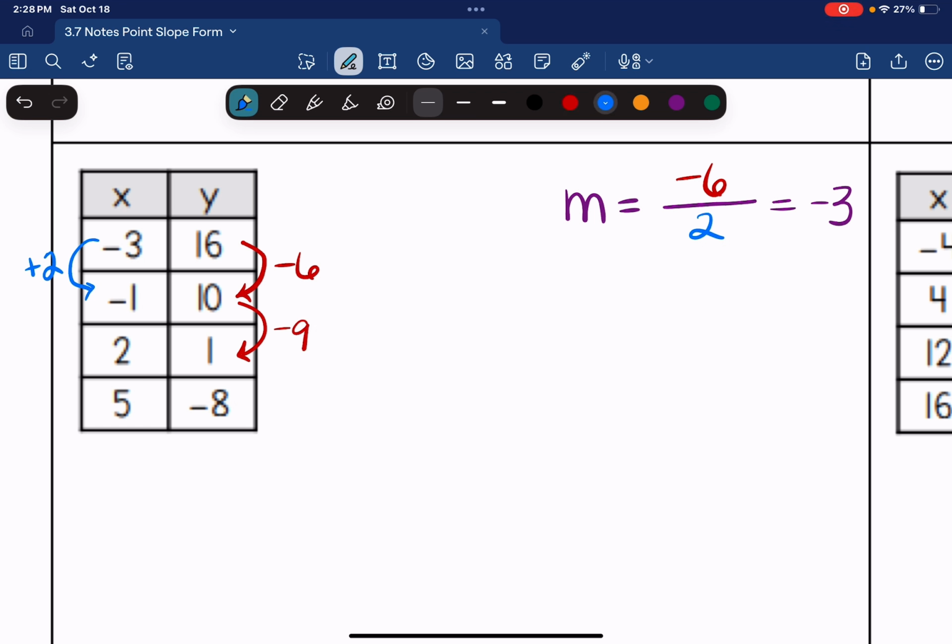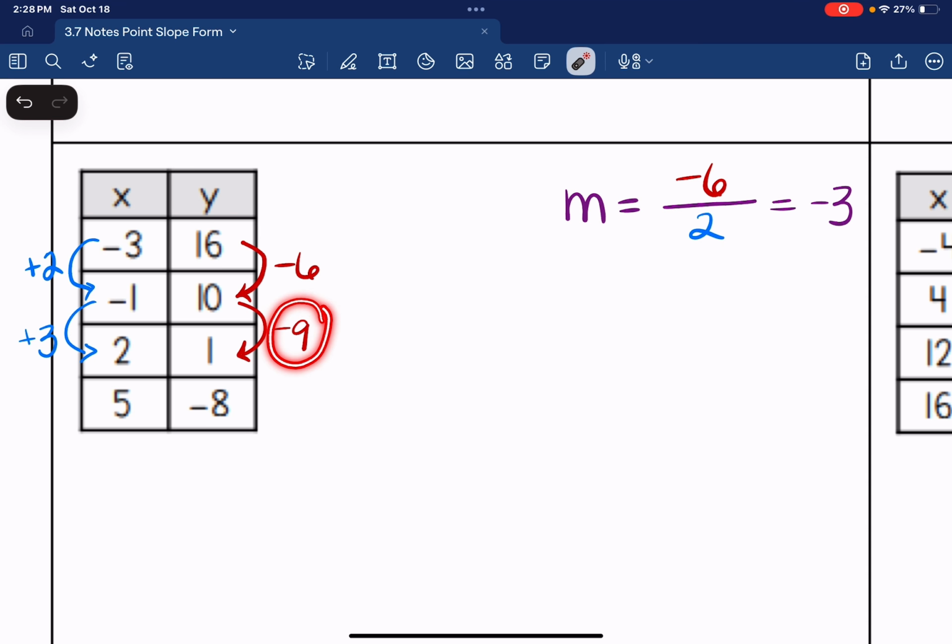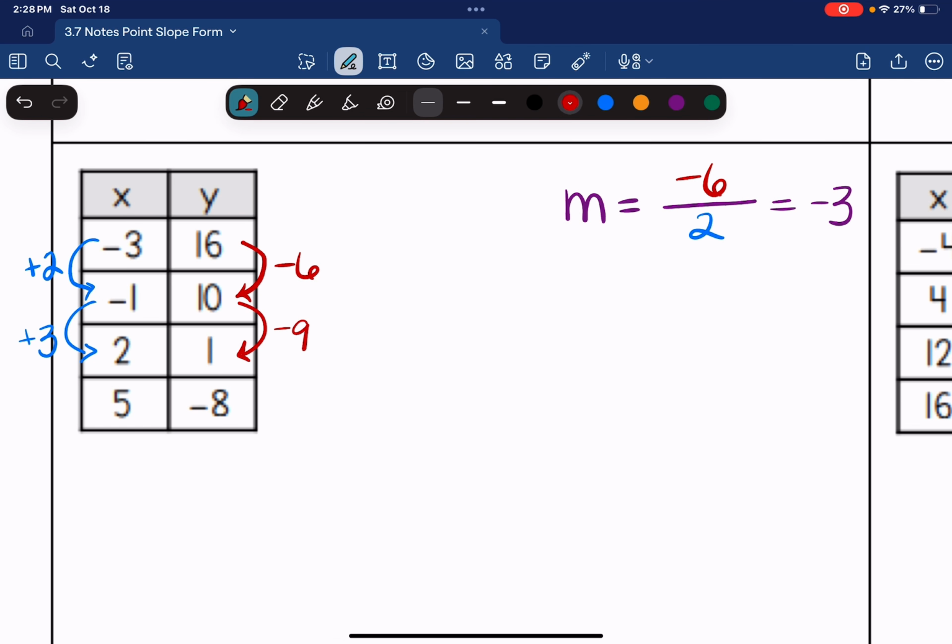Well, what's our change in x? From negative 1 to positive 2, we add 3. So this time, our change in y over our change in x is negative 9 over positive 3. So we have our slope is equal to negative 9 over a positive 3. And of course, when we simplify that, again, we still get a negative 3, showing that this is likely a linear relationship here. So we have our slope of negative 3.